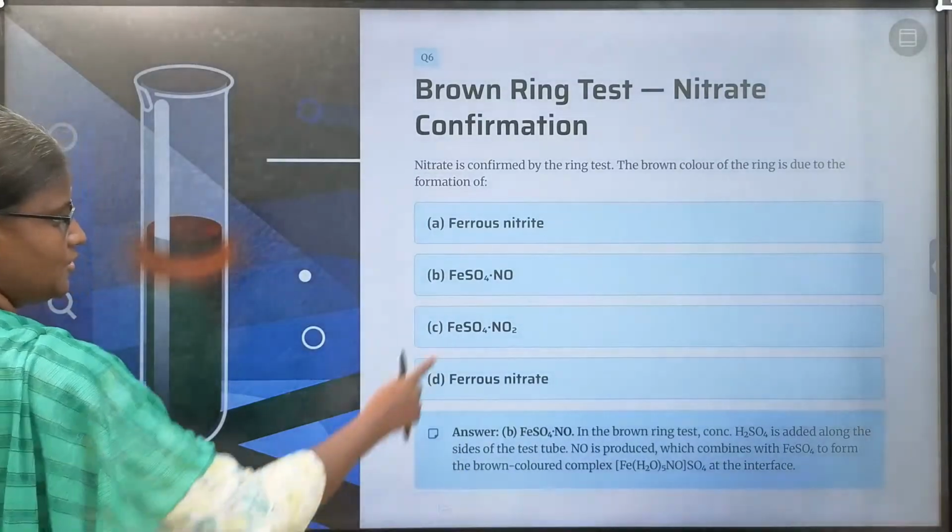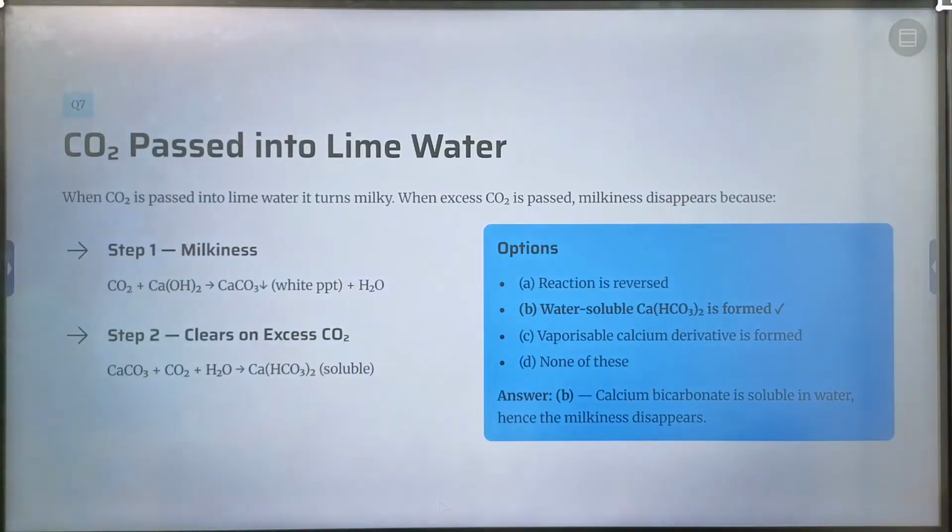Yes. So the next question. When carbon dioxide is passed into lime water, it turns milky. When excess carbon dioxide is passed, the milkiness disappears. And I have already answered this question while discussing the confirmatory test itself. So first, initially what happens? Calcium carbonate is formed, which is a milky white precipitate.